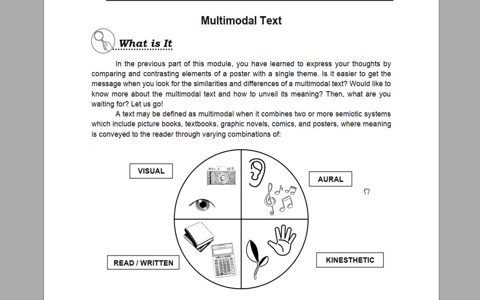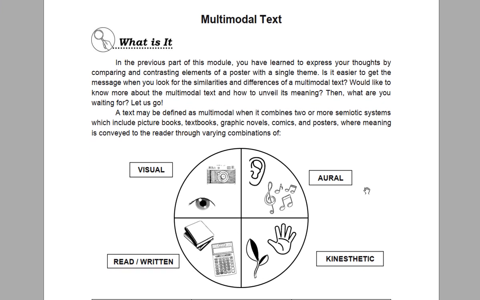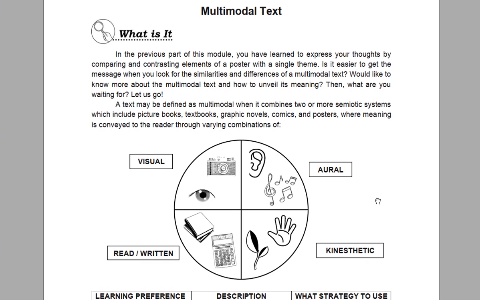The thing that you have to know in module number 5 is multimodal text. Okay, so let's go here. A text may be defined as multimodal when it combines two or more semiotic systems, which include picture books, textbooks, graphic novels, comics, and posters, where meaning is conveyed to the reader through varying combinations of the following.